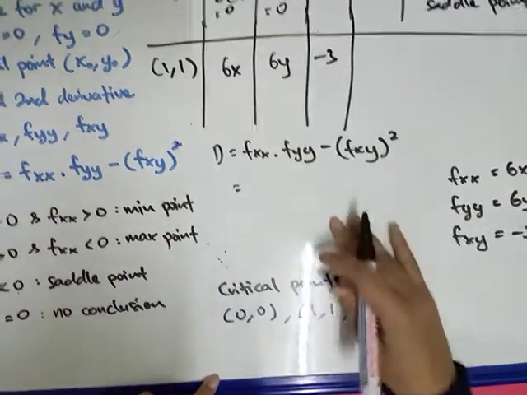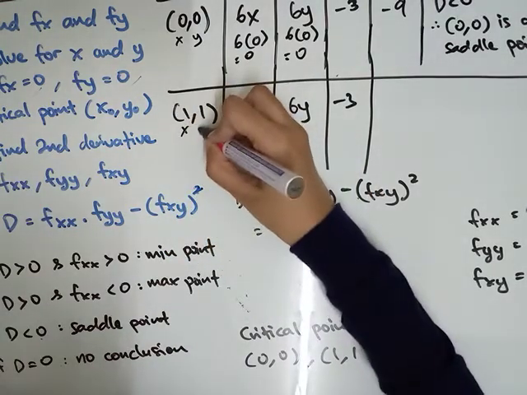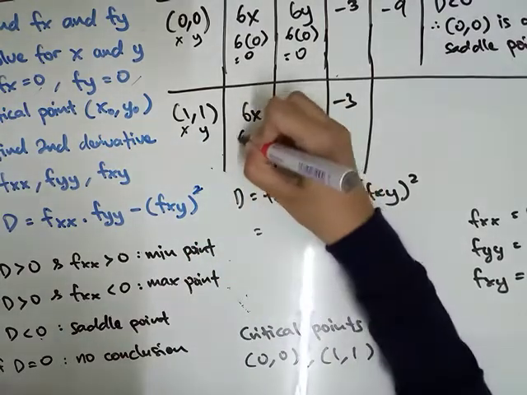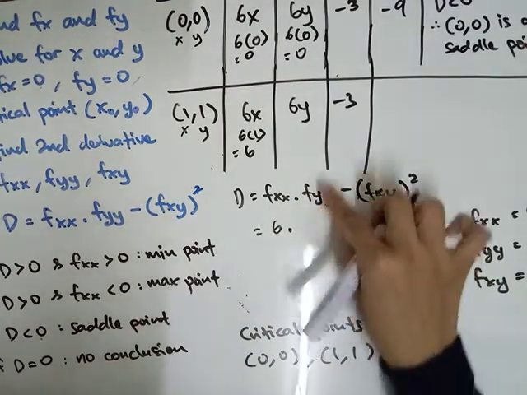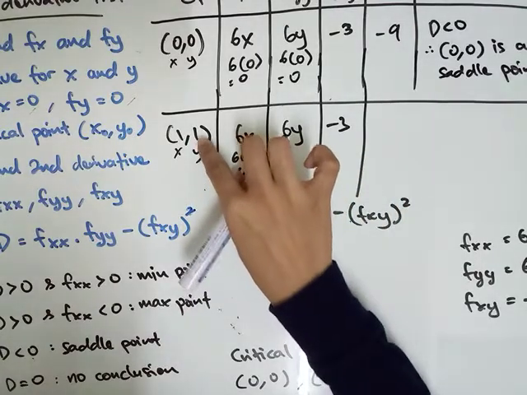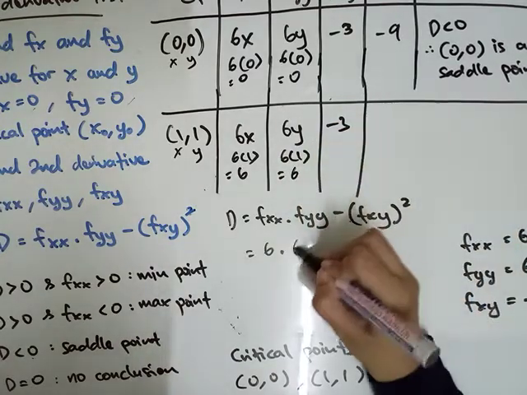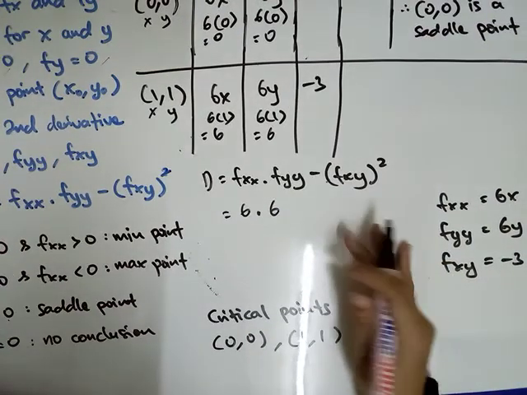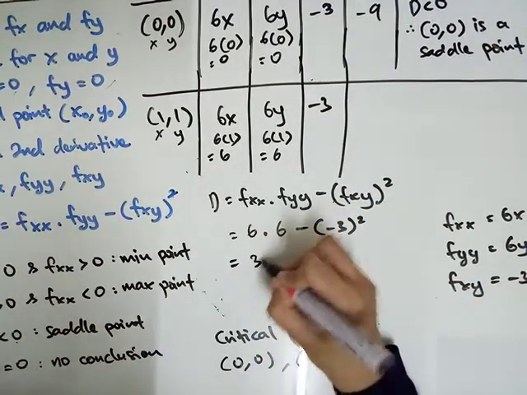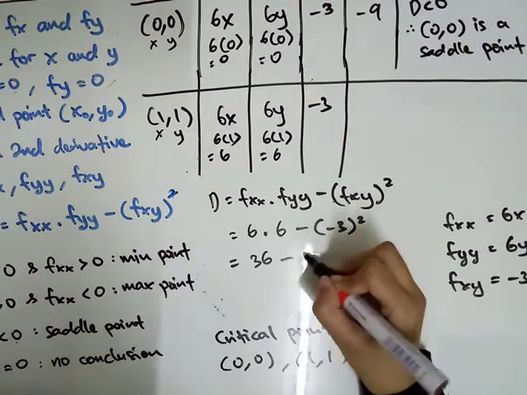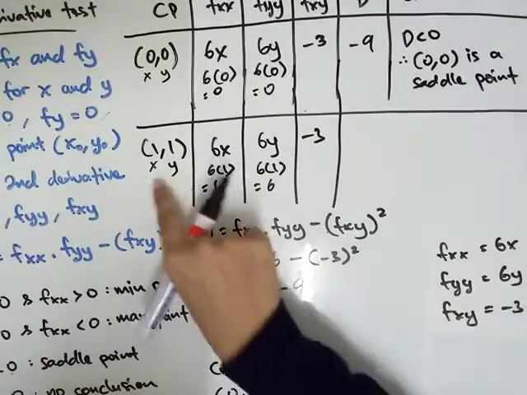So for fxx, 6x. We know that the value for x is 1, y also 1. Substitute 1 into this x. 6 times 1 we get 6, right? So we know that fxx is 6. Multiply with fyy. Fyy it is 6y. Substitute value y, which is 1, into this y. 6 times 1 we get 6 also. Substitute into the formula. And then fxy it is negative 3 power 2. So 6 times 6 we get 36, minus negative 3 power 2 we get 9. So 36 minus 9 we get 27. So D is 27 at point (1, 1).